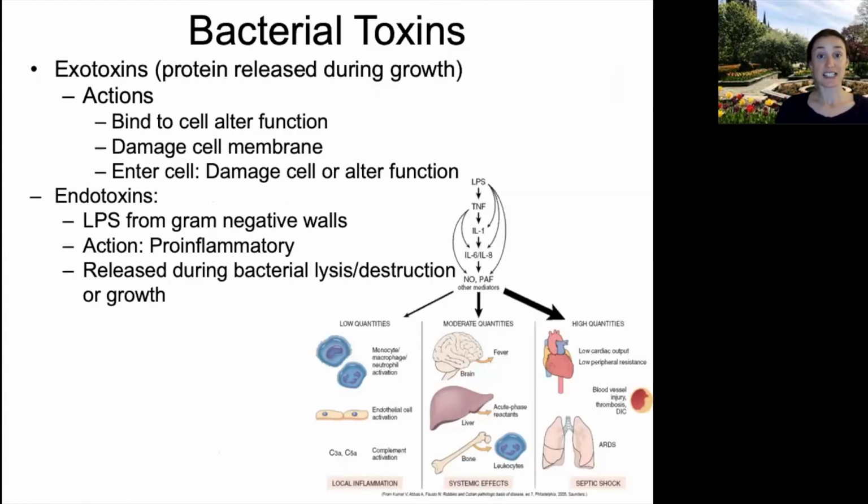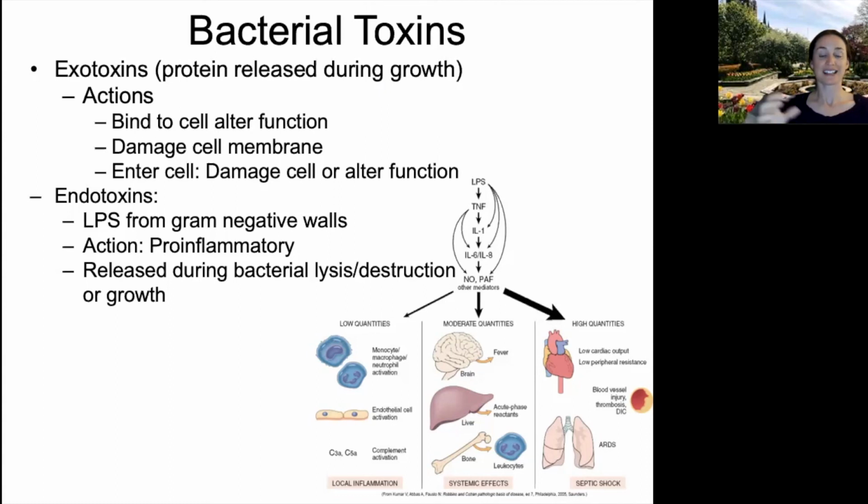Bacteria can release toxins as well. There are endotoxins and exotoxins. So we'll look at the exotoxins first. That is a protein that is released during growth. Now, what this protein can do is it can bind to the cell and alter function and cause damage to the cell membrane. It can enter the cell and cause this damage.